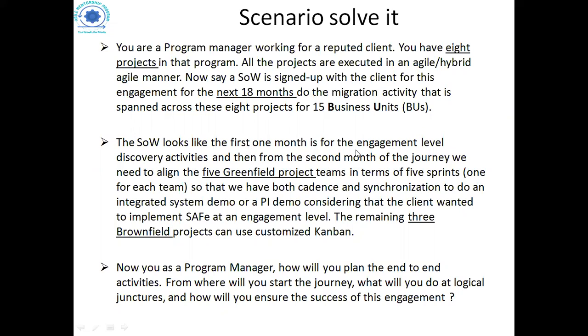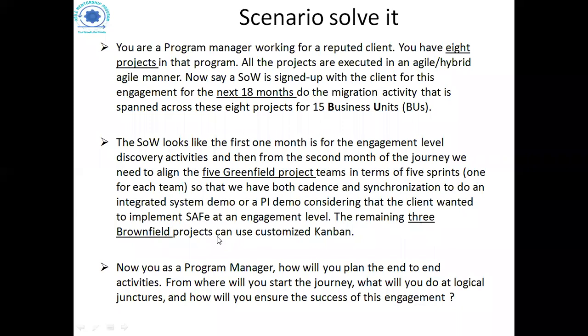The first 1 month, it is clearly told we are going to do discovery activities. So we have only 17 months to deliver everything for 15 business units. From the second month of the journey, we need to align because we have 5 greenfield projects. I wanted those to be executed in iterations. So first sprint, second sprint across the teams, so that we have cadence and the synchronization.